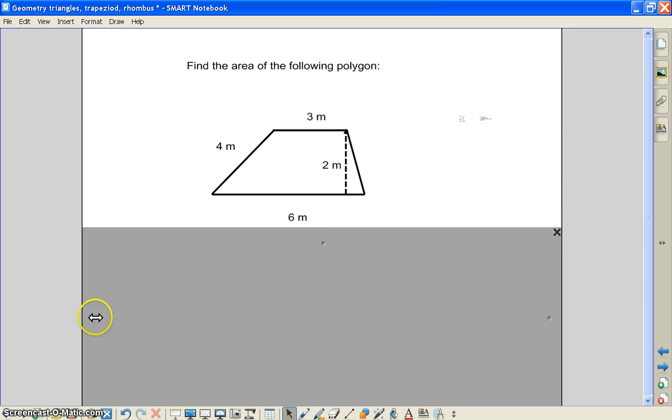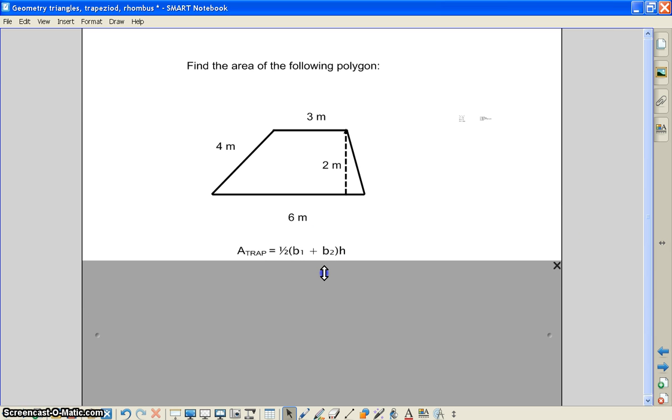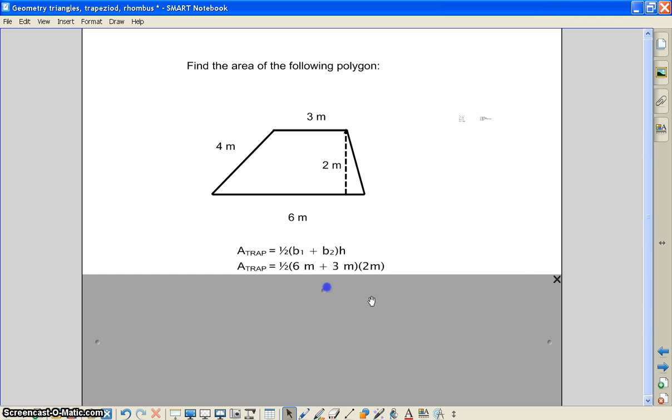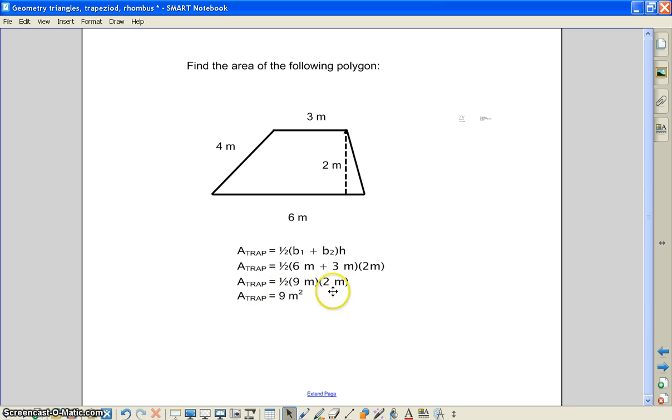So again, we start with knowing our formula. 1/2 times the quantity, base 1 plus base 2, times h. We simply plug in the 6 and the 3 for the bases, and the height of this trapezoid is 2. You do the math, 1/2 times 9 times 2, and you end up with 9 meters squared.